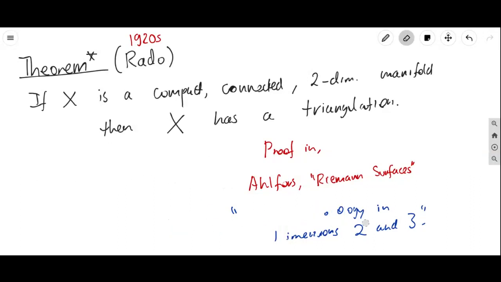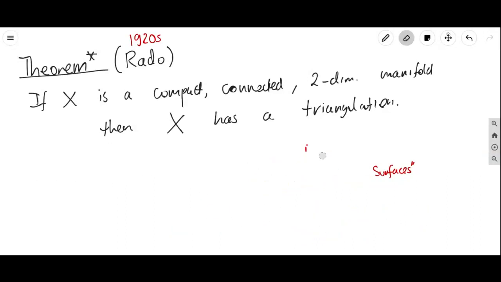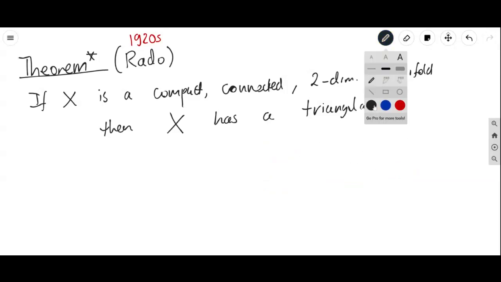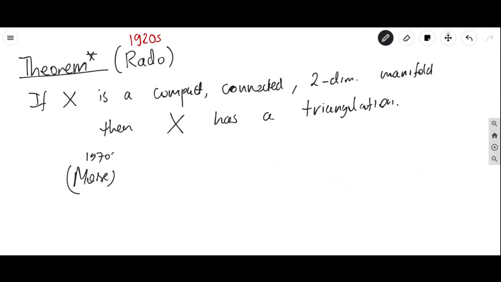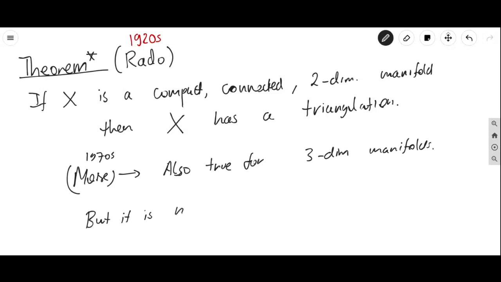So as I mentioned, let's just say this. We can mention that Moyes, this is the 1970s, proved that this is also true for three-dimensional manifolds. But it is not true for four-dimensional manifolds. So things, unfortunately, fall apart by the time you get to four-dimensional manifolds.